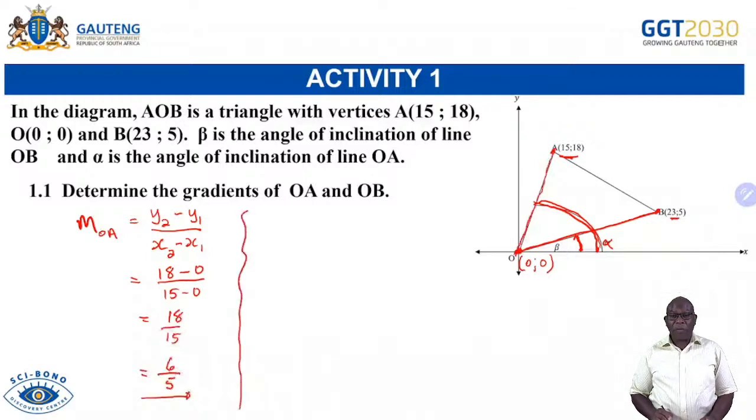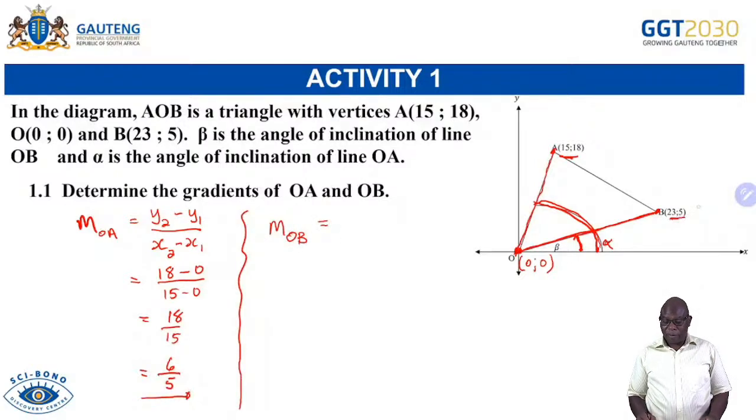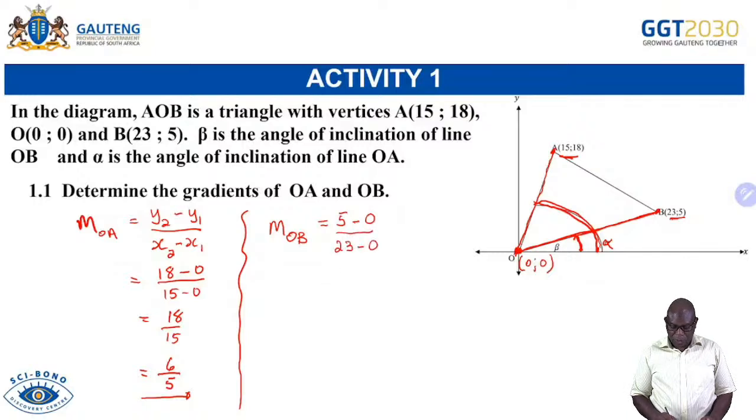Now, to get the gradient of OB, I want to explain the point that I was saying: the line starts at the center. So if it starts at the center at 0, 0, it goes to that point which is 23 and 5. So the gradient of that line will still be the same. So it will be 5 minus 0 and 23 minus 0. So actually, I'll just have 5 over 23 as the gradient of that line.